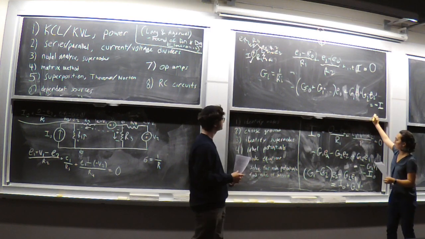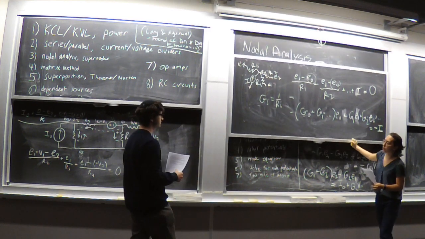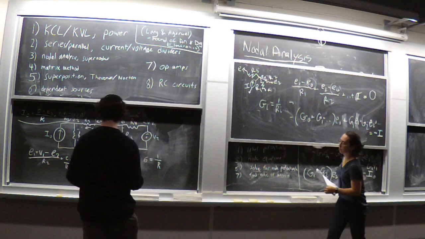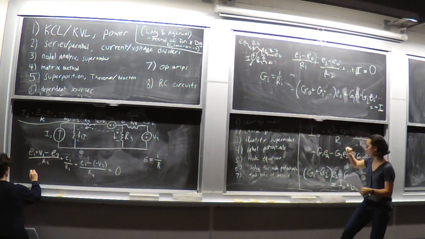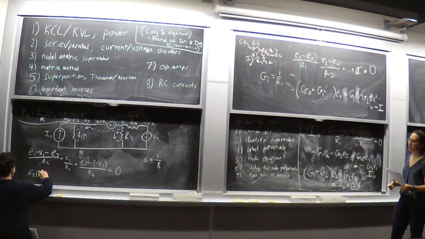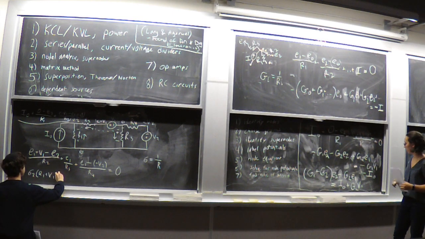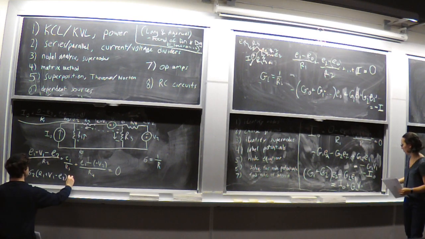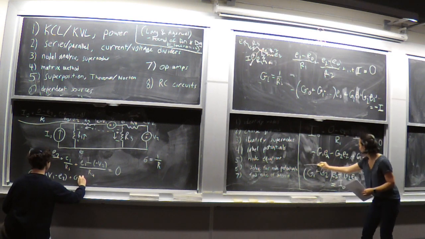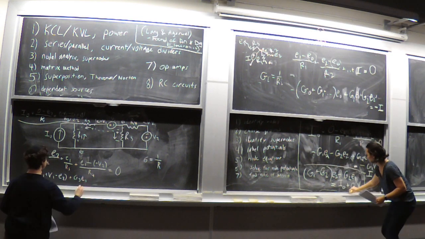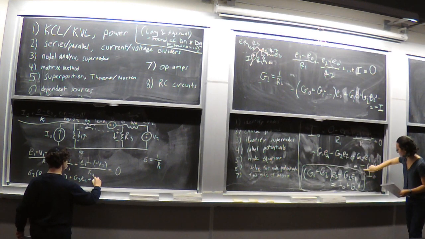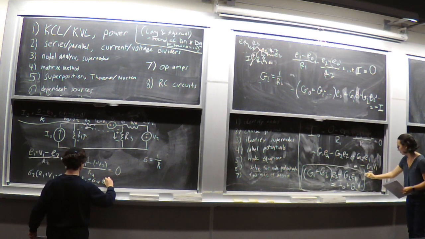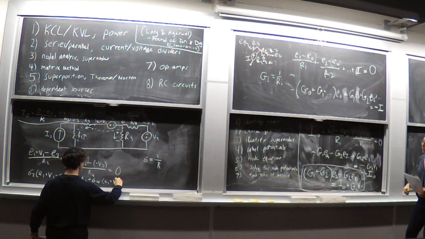And now, similarly, we take the other equation. We're going to replace the 1 over R2 with G2, and then we get E1 plus V1 minus E2, plus G3 E1, plus G4 times E1 plus V2, equals 0.